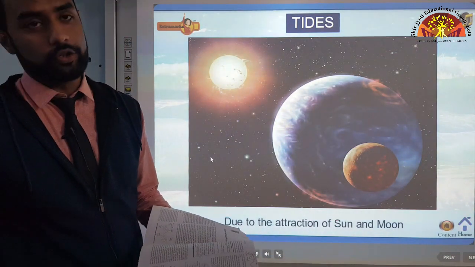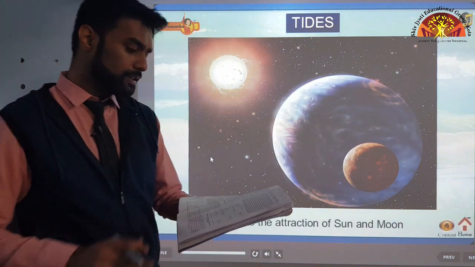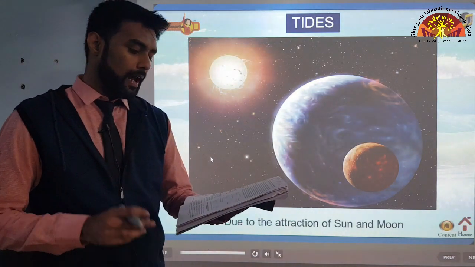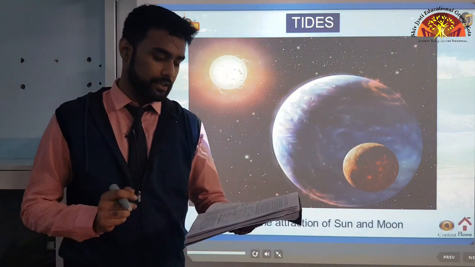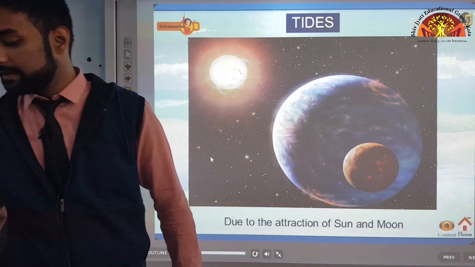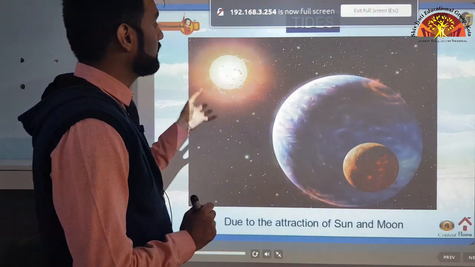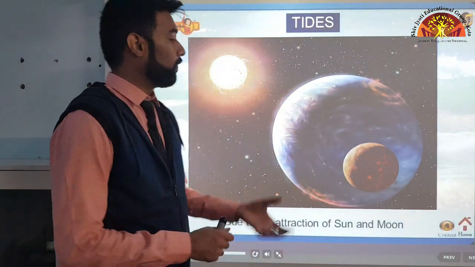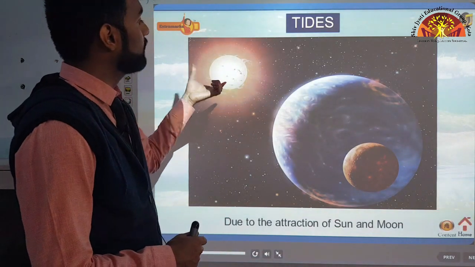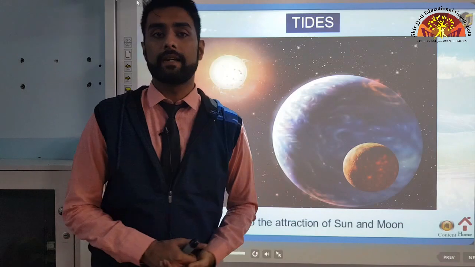Now, tides are caused due to the attraction of the sun and the moon. The moon's gravitational pull to a great extent, and to a lesser extent the sun's gravitational pull, are the major causes for the occurrence of tides. Now, you will ask me, sir, the sun is a larger body, correct? That our sun is much larger than our moon. Why is it written in the book that the sun will have a lesser effect on the surface of the earth and the moon will have a greater effect?